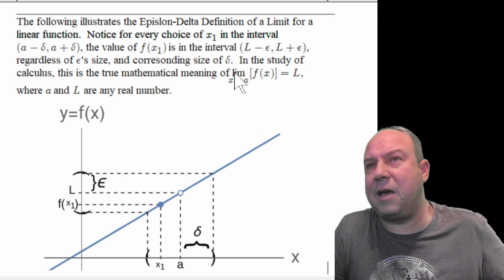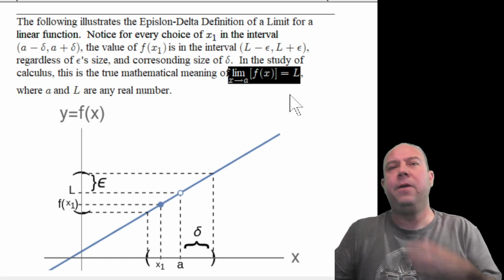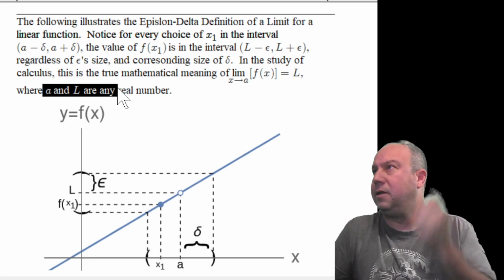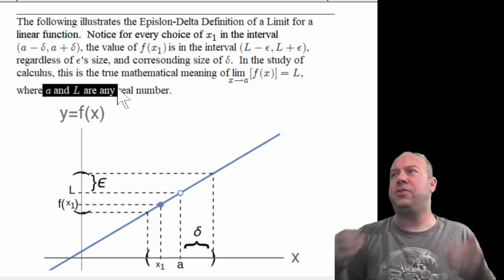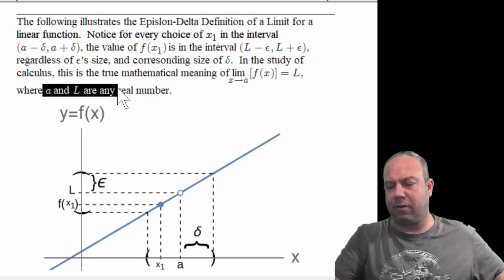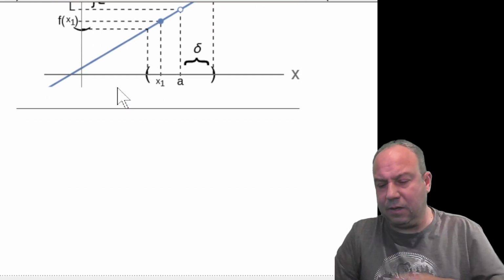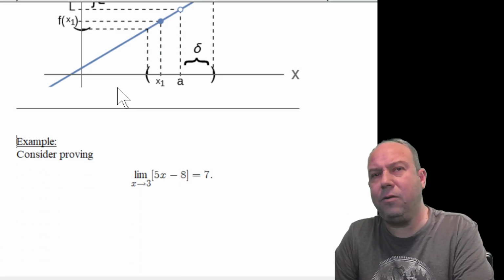And again, that is how we interpret this value, the limit as x approaches a for f of x equals L, where here we're saying a and L are real numbers. That is one thing we have to take away from this definition. This is for that specific case, all right? Now, we can use this understanding, as I had noted, to prove a limit.